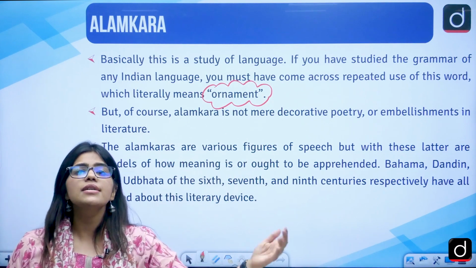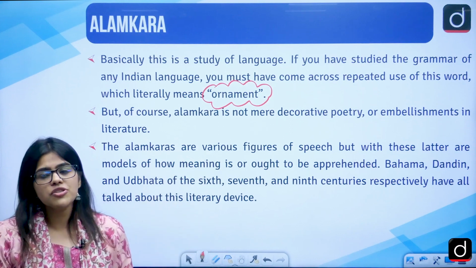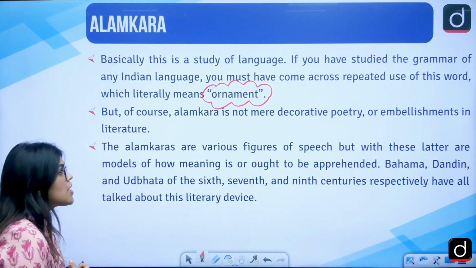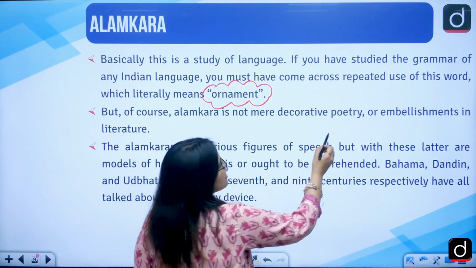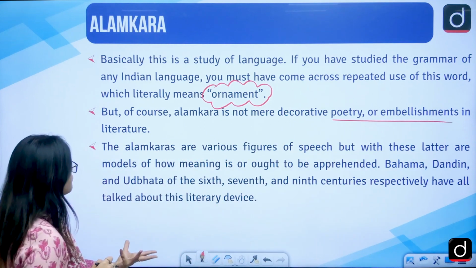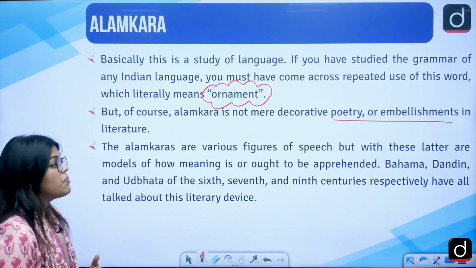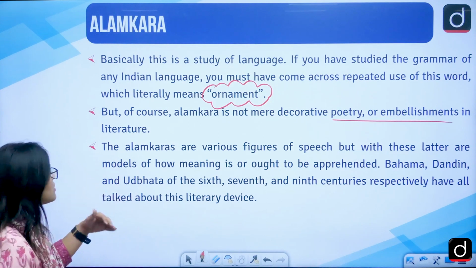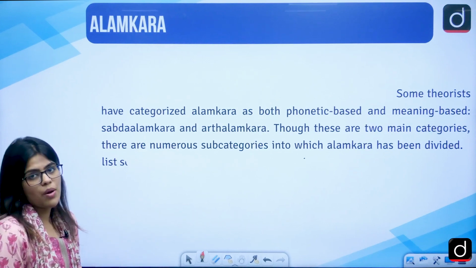How beautiful is the poetry? The poetry is beautiful because it is full of figures of speech. These figures of speech are called the ornaments. They are not mere decorative pieces, but embellishments that make the poetry more beautiful. So Alamkaras are various figures of speech, but with these come other meanings as well. There are other divisions about them, and many theorists have talked about it.